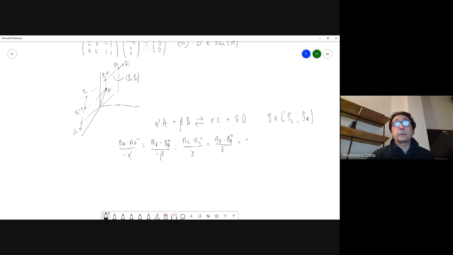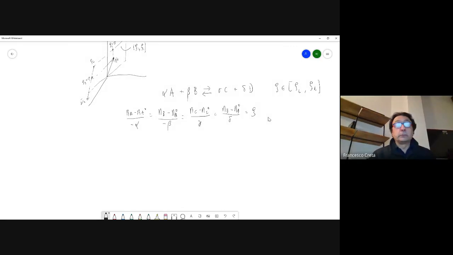That's my progress variable. Now, let's see how to find, for example, psi L. Well, this means that the reaction is completely shifted towards the left. So we take this process here, completely shifted towards the left.